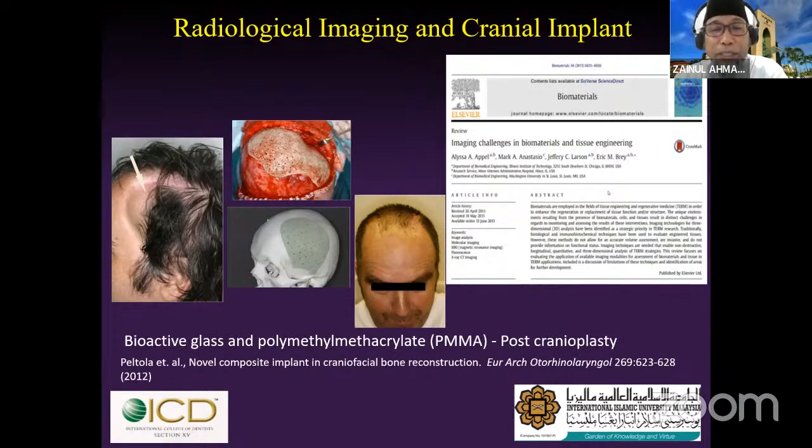However, we need to see the progress. So this paper mentions the importance of the progress when you have an implant inside your body. You need to see what happened, whether it is infection, whether it's a failure, whether there is depression in that area. So radiological data is very important.